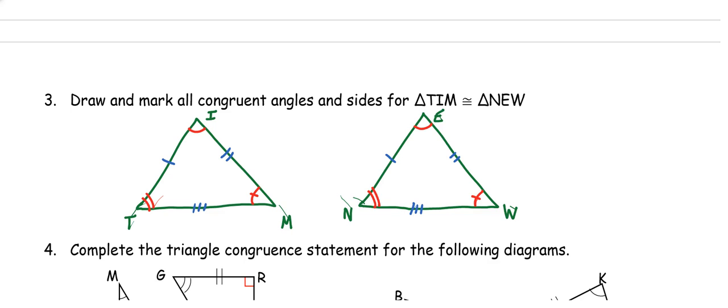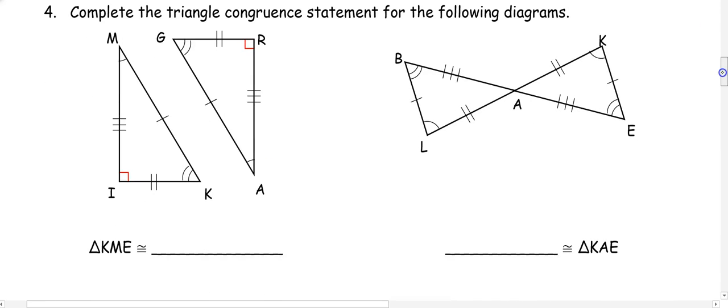So given the triangles, let's complete the congruent statement. So in the first one, we have triangle KMI, and we need to match it up to get our second triangle. So the first letter K, look at angle K. Angle K has 2 congruency marks, so we need to see what angle in the other triangle also has 2 congruency marks, which would be G. So G is the first letter.